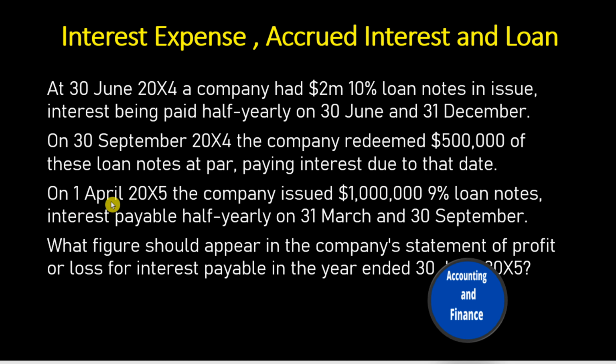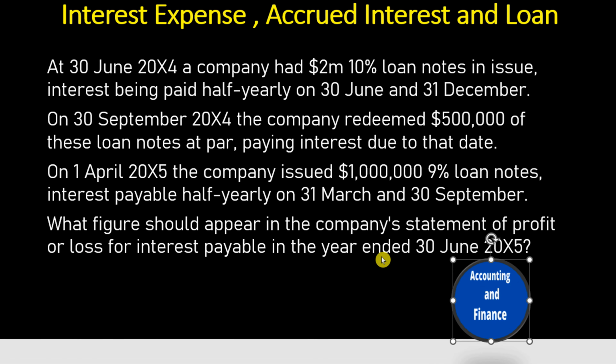On 1 April 20X5, the company issued 1 million 9% loan notes, interest payable half yearly on 31 March and 30 September. What figure should appear in the company's statement of profit or loss for interest payable in the year ended 30 June 20X5?